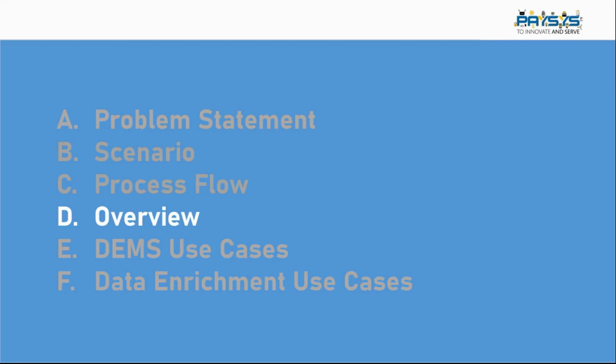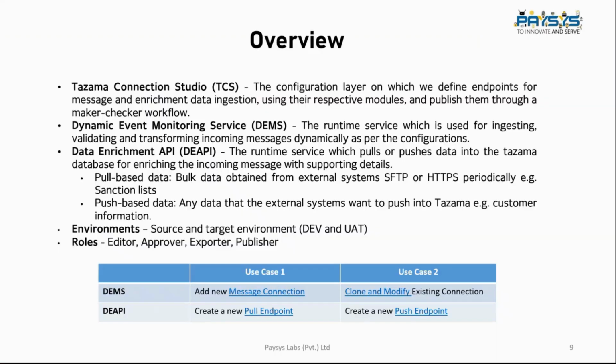All right, so before we move on to a system demonstration, let's have a quick refresher on the modules within TCS. So we have the TCS first, a configuration layer for defining message and enrichment data ingestion endpoints. And then we have the dynamic event monitoring service, which is the DEMS. This service is the one that dynamically validates, ingests, and transforms incoming messages, and this is on the execution layer in Tazama. So next we have the data enrichment API, which is again a service that pulls and pushes data into Tazama to enrich the incoming messages.